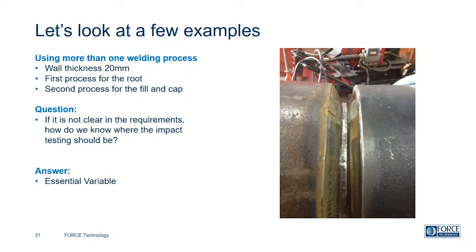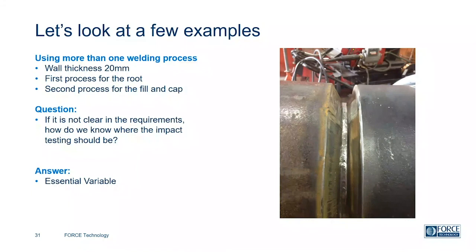We've got two pipes being welded together. The wall thickness is 20 millimeters. We got one process for the root and a second process for the fill and cap. So let's assume we got a TIG for the root, GTAW, and we've got stick welding for the fill and cap, SMAW.